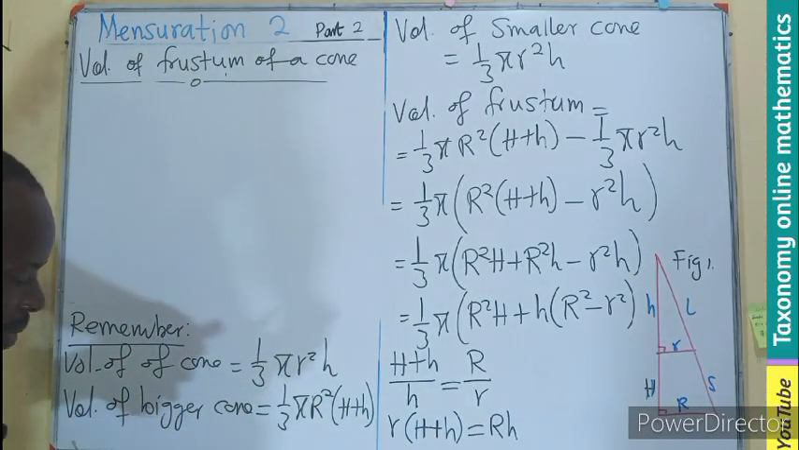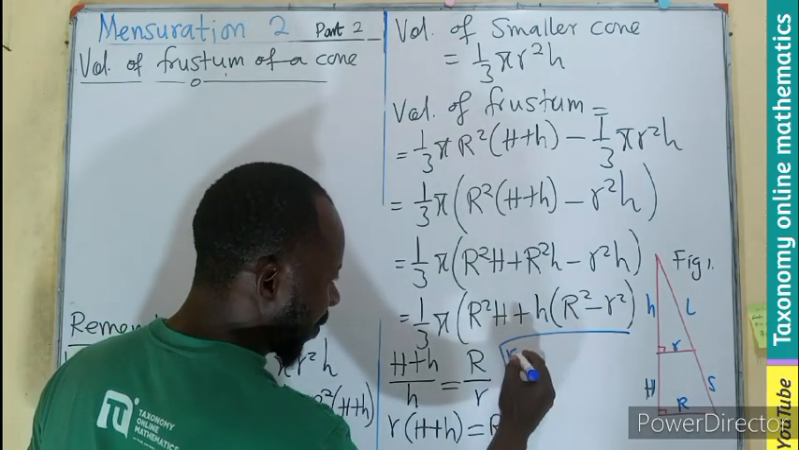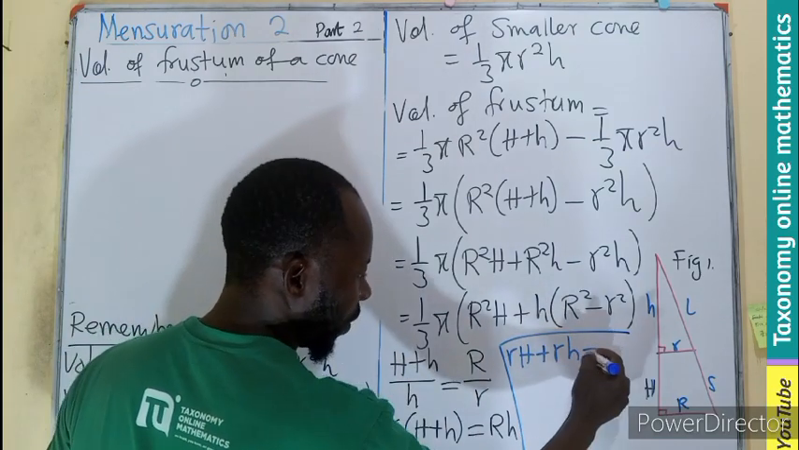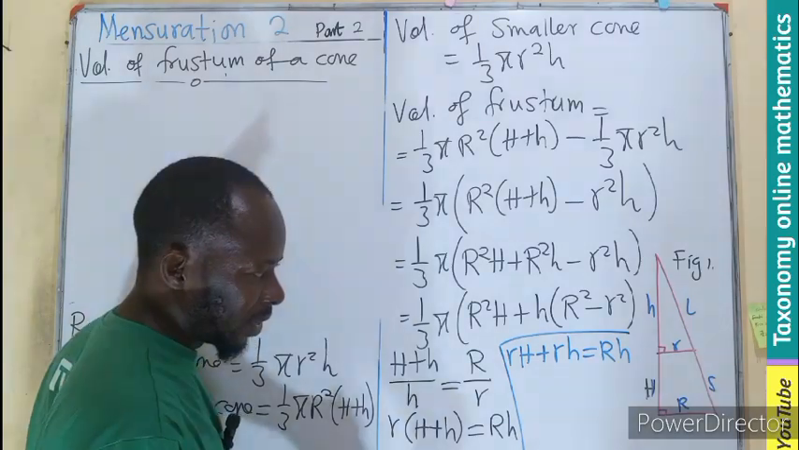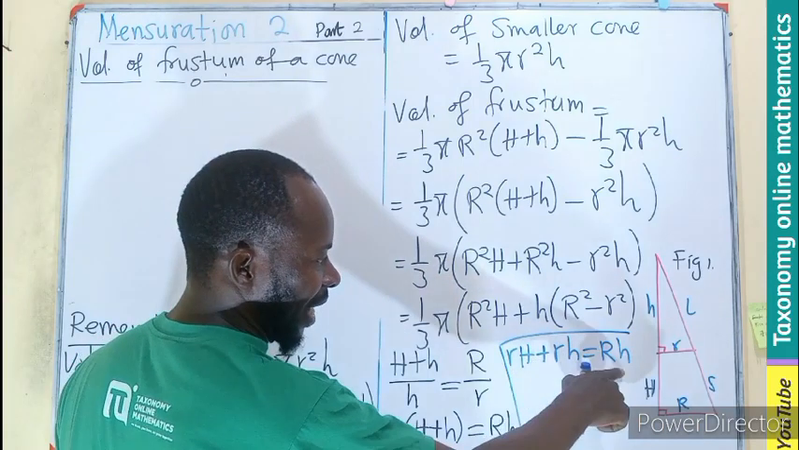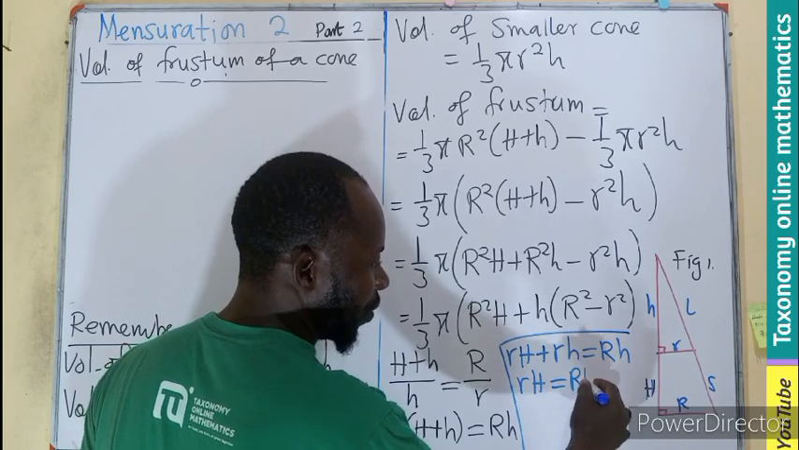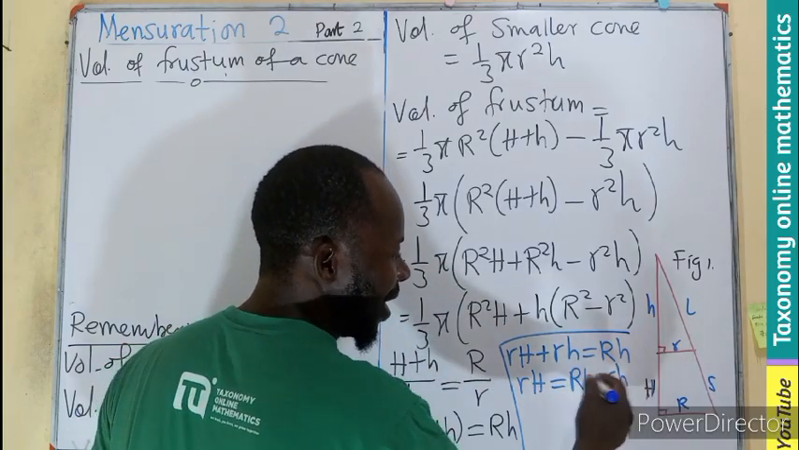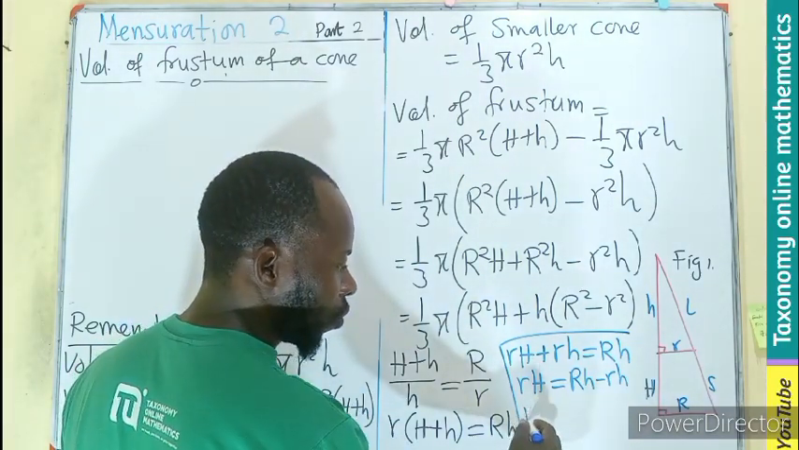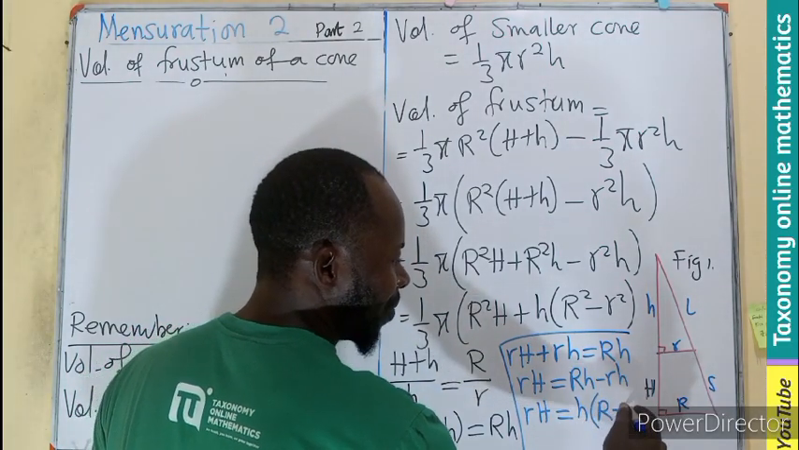From here, if we expand, that will give us R H plus R h equals r H. I think you know the H difference, capital and small letter. Then the small letters can be grouped. So r capital H equals capital R small h minus r h. You see that? We are grouping like terms. So h will be common. So r H will be equal to h into bracket capital R minus what?